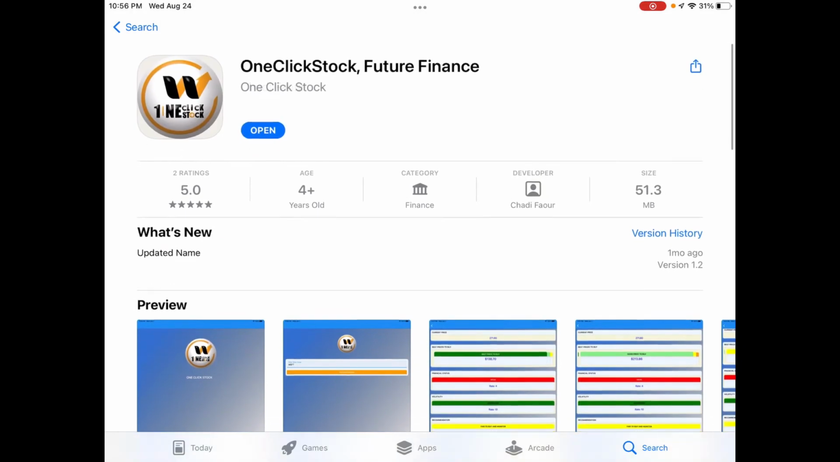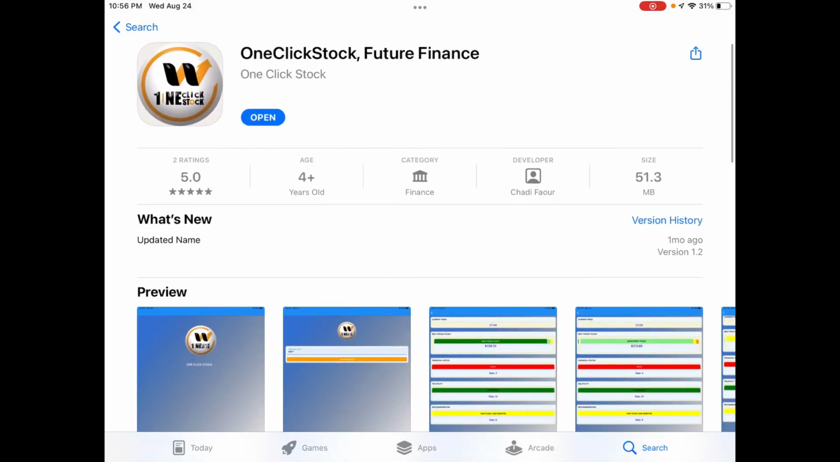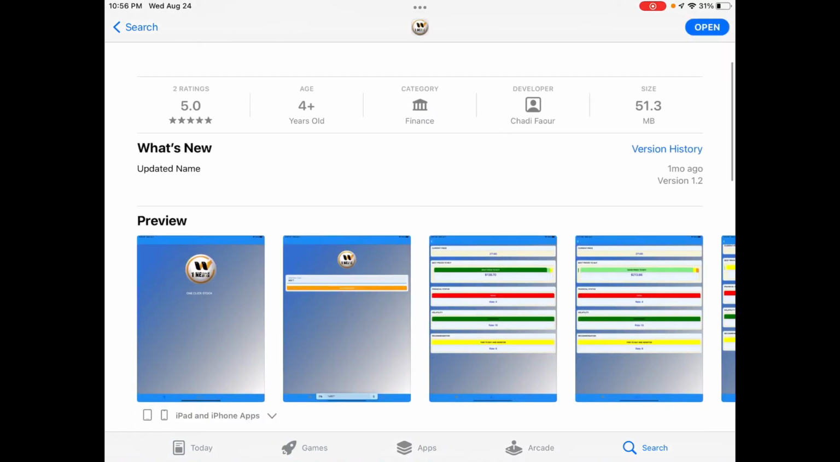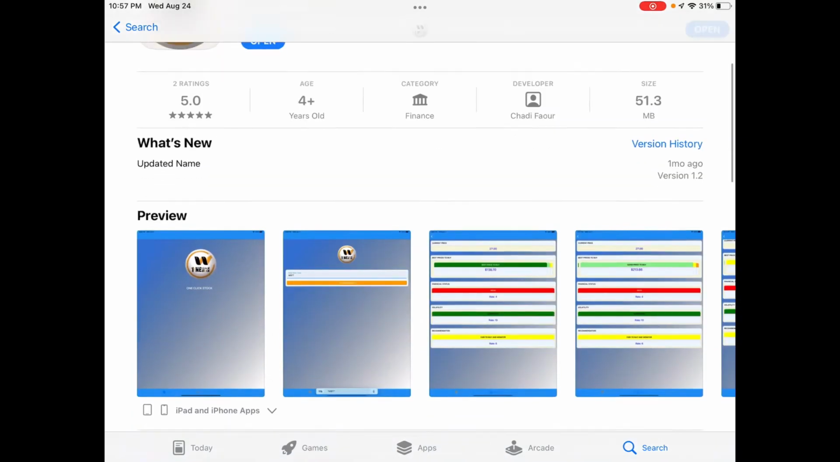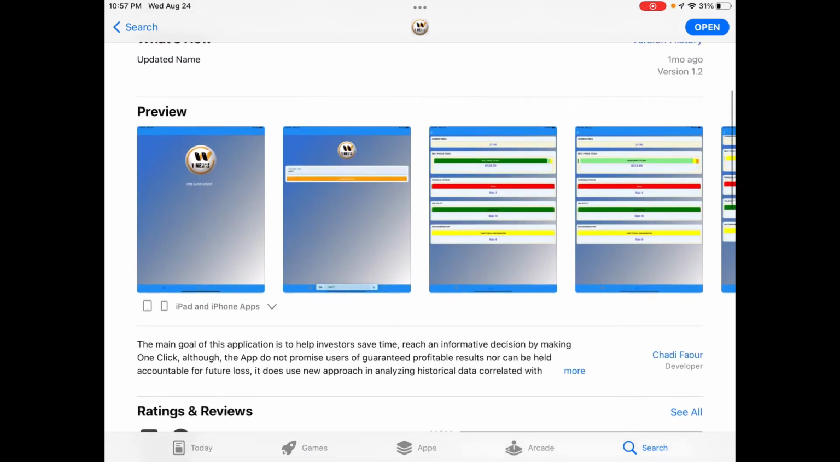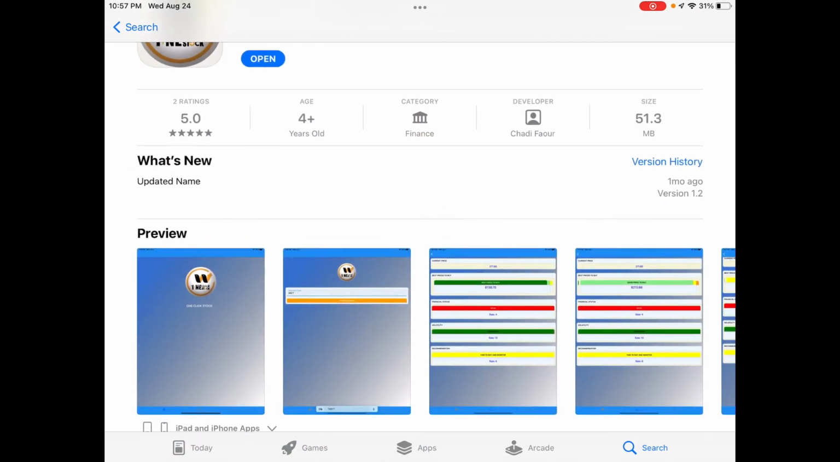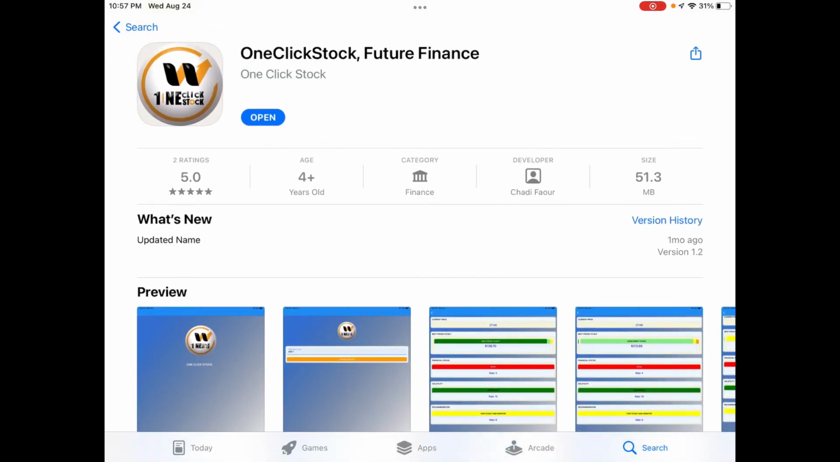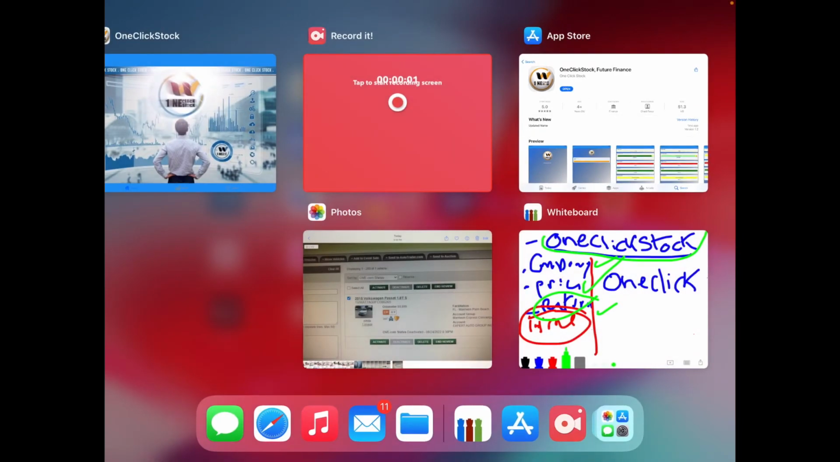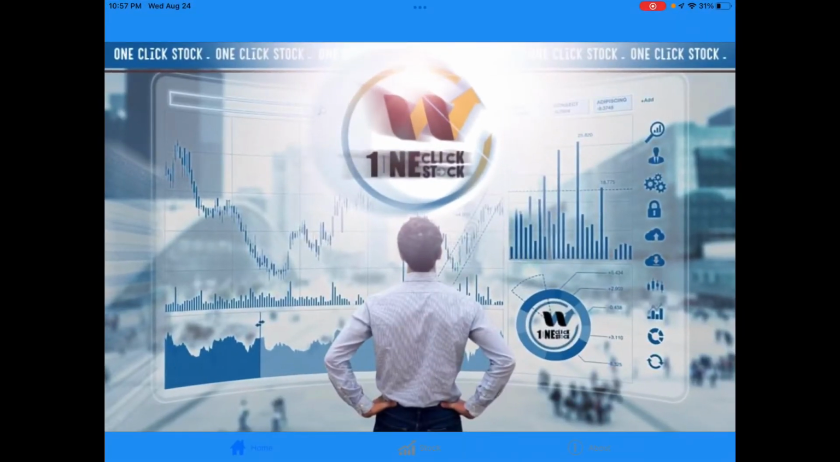So OneClickStock Future Finance is a company that owns the app, I'm sorry. So all that work that you're gonna spend a lot of time to do, the app does it in one click. All you have to do is get the ticker code of the company. Okay, this is the app right here.